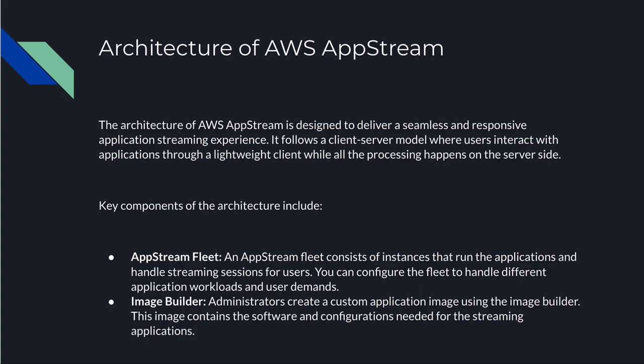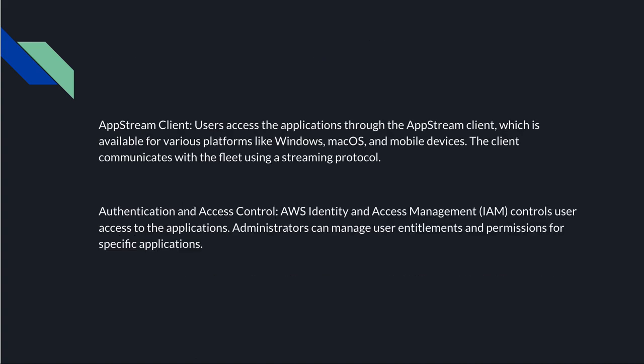Okay, next is the image builder. So administrators create a custom application image using the image builder. This image contains the software and the configurations needed for streaming the application. So you can directly build this image, and once the image has been created, you can easily provide the software and the configuration which is required by your users, right? So they can directly access it with the help of the image that you have created, and this AppStream fleet is going to run through that image that has been created for it.